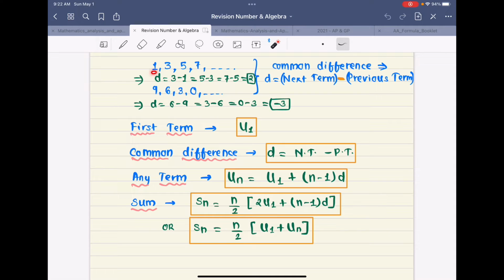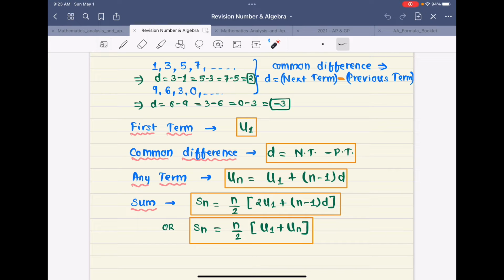Now here I know the first term is 1, second term is 3, third term is 5, fourth term is 7. If I ask you to find the 100th term, you don't need to write down all the terms up to 100. It is a time consuming process. So you use this formula: Un is equal to U1, which is your first term, plus (n minus 1) times D. n is basically which number of term. If I say 100, your n should be 100. And D is the difference, which in this case is 2, or in this case is minus 3. Use brackets properly.